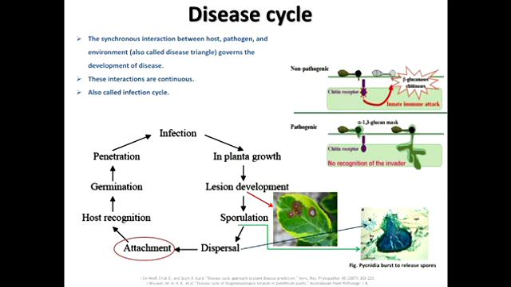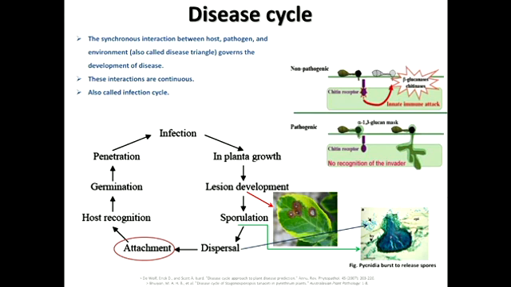In the non-pathogenic group, although the pathogen or conidia is attached, it could not penetrate. Okay, so the host should give some response. After that attachment, the host should recognize the pathogen. If the host does not recognize it, then there will be no disease. So attachment is followed by host recognition, then germination. After recognition, the pathogen will germinate and enter into the host. So penetration is followed by infection.